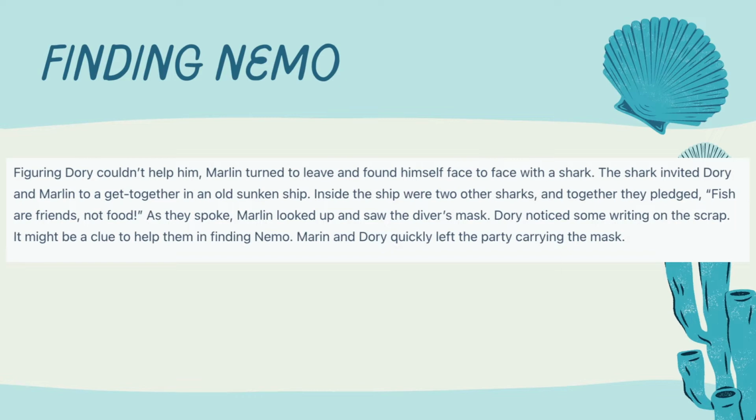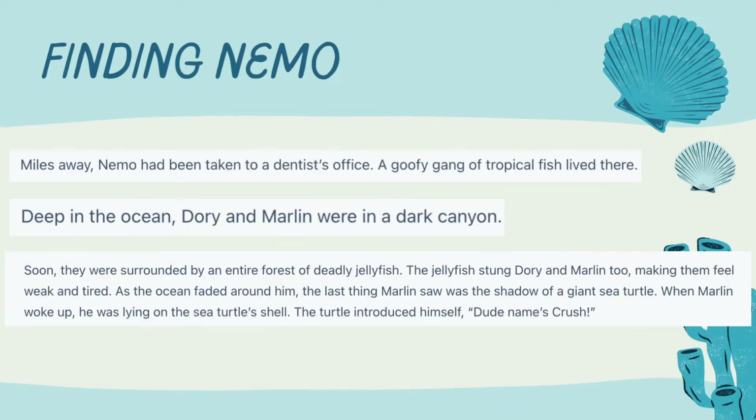Inside the ship were two other sharks, and together they pledged, "Fish are friends, not food." As they spoke, Marlin looked up and saw the diver's mask. Dory noticed some writing on the scrap. It might be a clue to help them in finding Nemo. Marlin and Dory quickly left the party carrying the mask. Miles away, Nemo had been taken to a dentist's office. A goofy gang of tropical fish lived there. Deep in the ocean, Dory and Marlin were in a dark canyon.